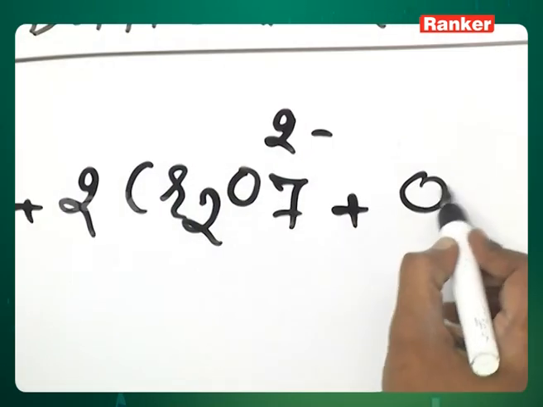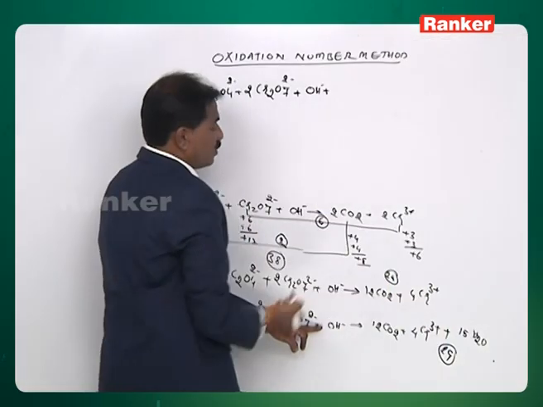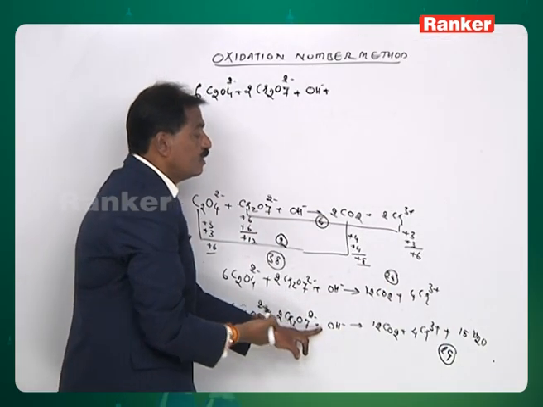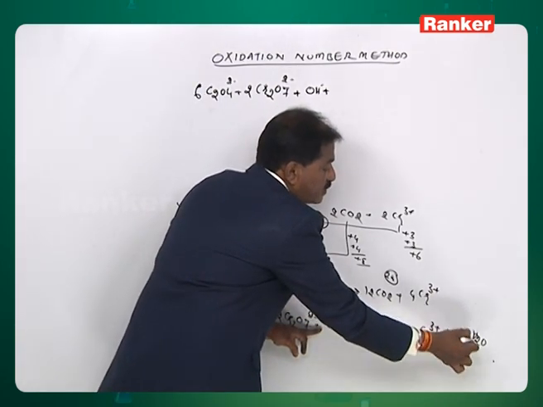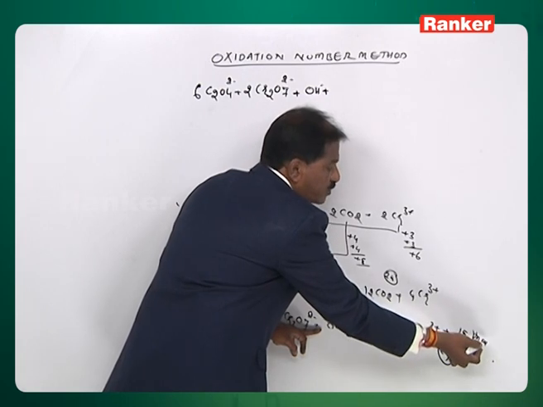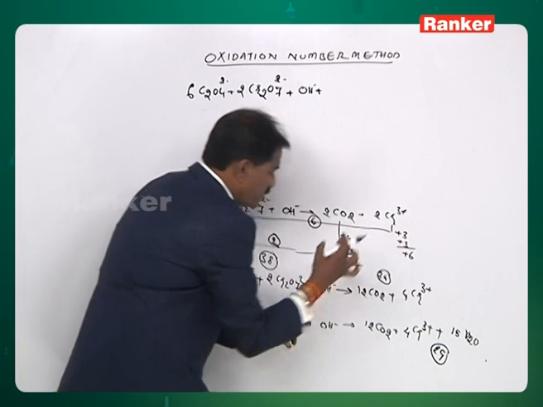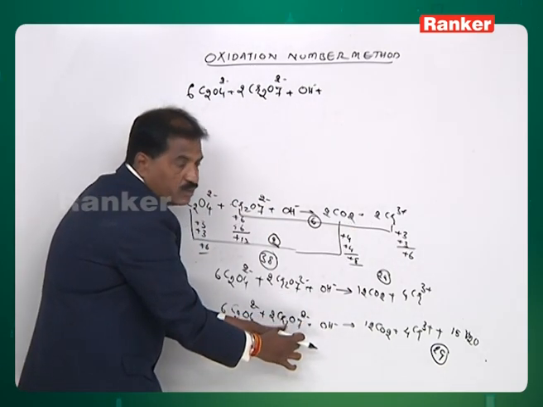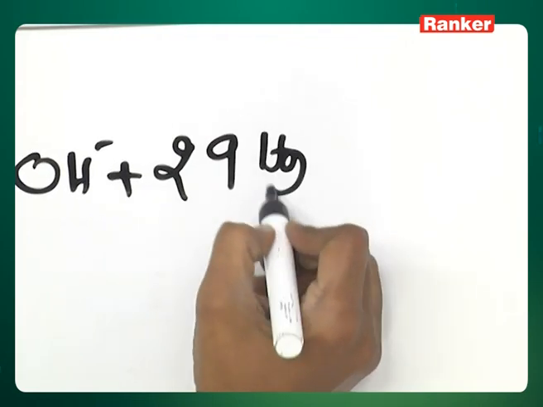So this is the original OH group. Now we have to add the water molecules. How many water molecules do we have to add? Here 29 hydrogens are extra. Therefore this side we have to add 29 OH groups. If you add 29 OH groups this side, to its opposite side the same number of water molecules have to be added. That means 29 water molecules have to be added.